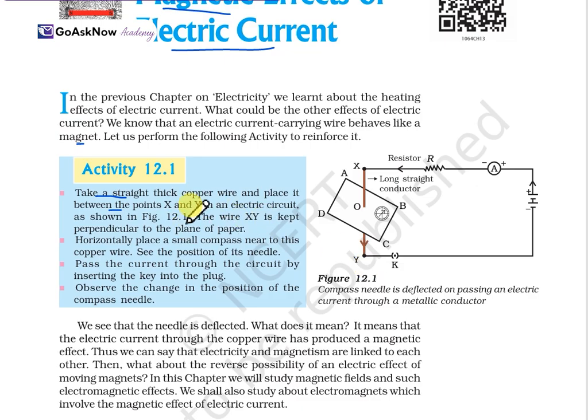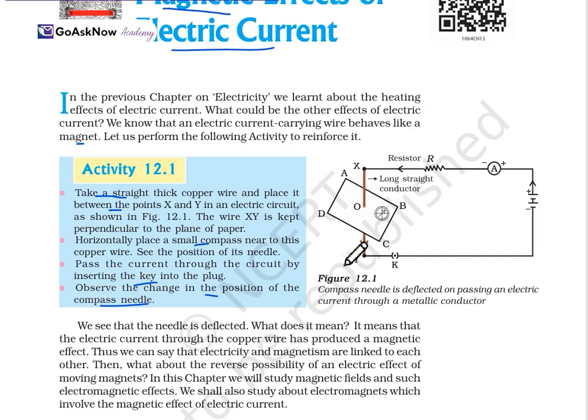Now the wire XY is kept perpendicular to the plane of the paper. Just take a plain paper and keep this wire perpendicular to it, like this. Now horizontally place a small compass near the copper wire. Here you will have to place one compass. Now see the position of the needle. Pass the current through the circuit by inserting the key into the plug. When you pass the current, you will observe a change in the position of the compass needle.